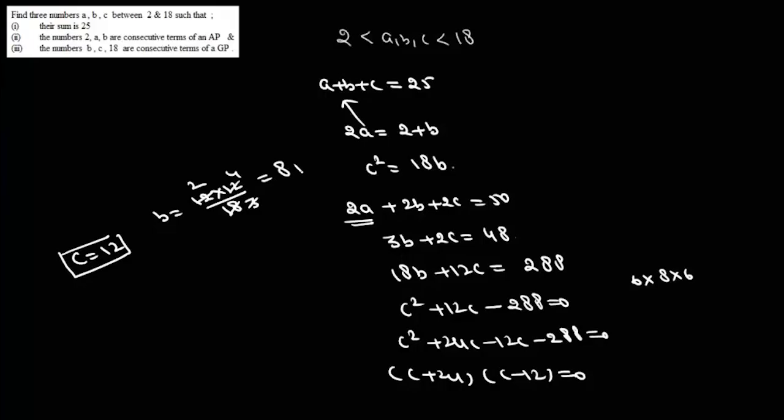Value of b is 8. And once we have b and c, b plus c is 20, then the value of a is 5. So we get a as 5, b as 8, and c as 12.